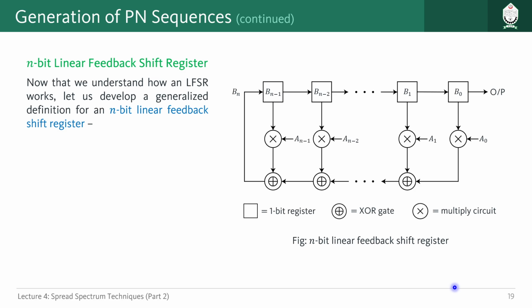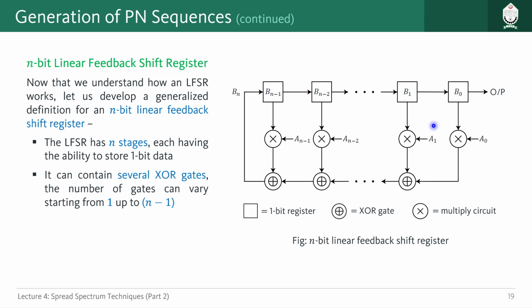So far I think we have a very good understanding of how an LFSR works. So now let us try to develop a generalized definition for an LFSR. Let's say we want to develop an n-bit linear feedback shift register like shown here, right? So obviously that LFSR will have a shift register with n stages, right? And each stage will have the ability to store 1-bit data like shown here. Okay, and our LFSR can have several XOR gates, and the number of gates can vary from 1 up to n minus 1.